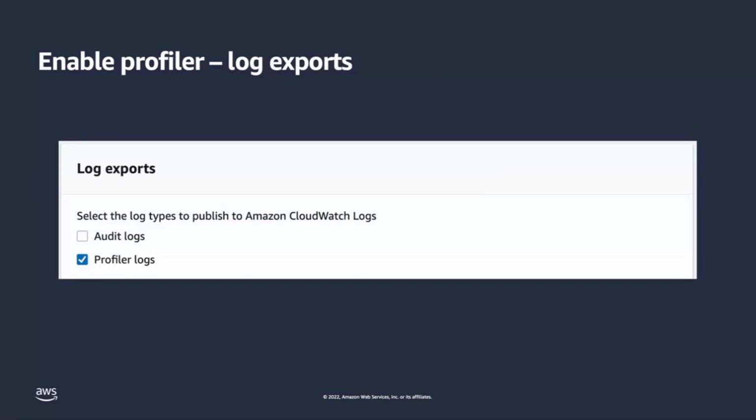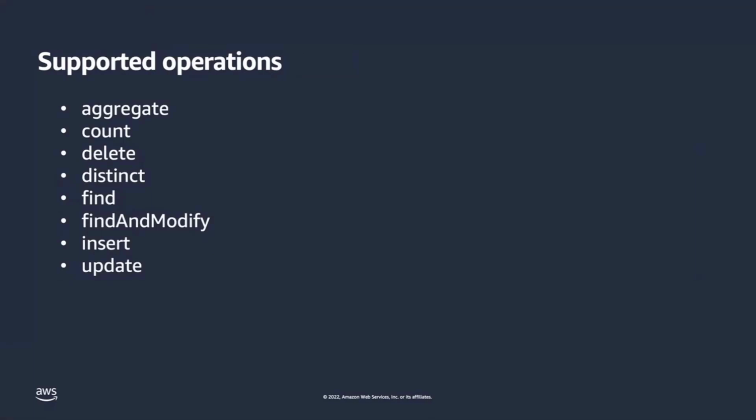So you've set the parameter values in the parameter group, and now the second step is to enable the profiler at the cluster level. And the way you do that is you select the profiler logs option, like you see here, in the log exports section of the cluster settings. This can be set when you create a cluster, or you can change this by modifying an existing cluster. The profiler is going to log any of the operations that you see here that take longer than the threshold defined in the parameter group.